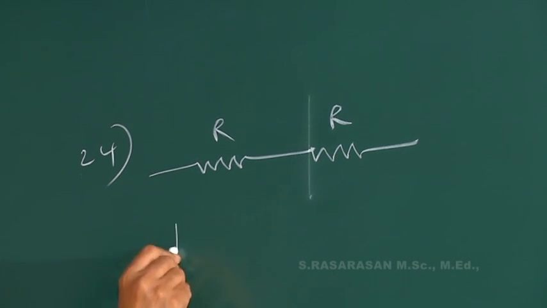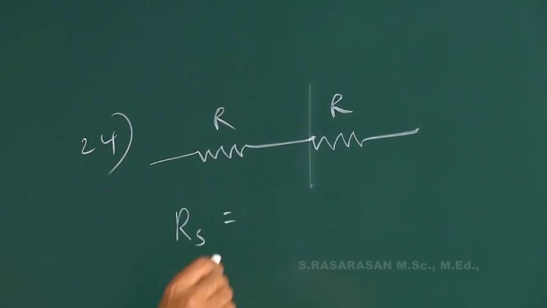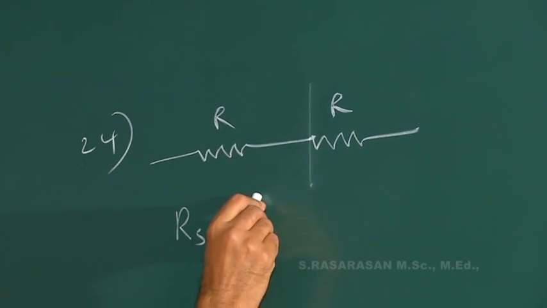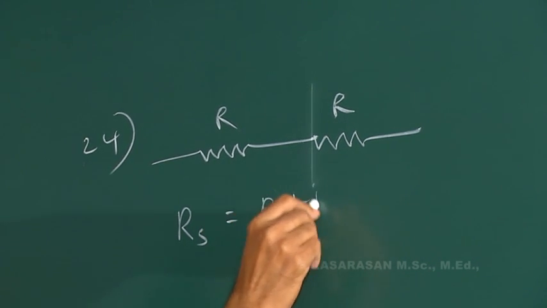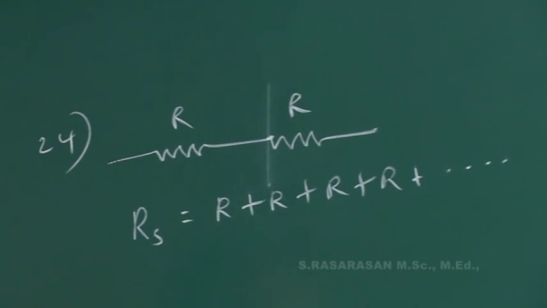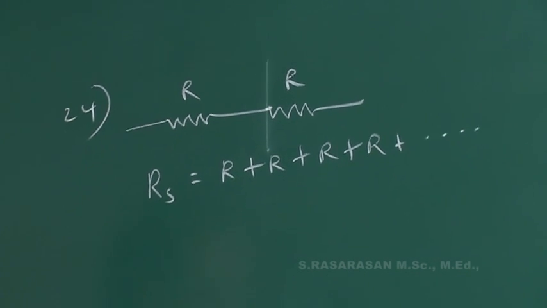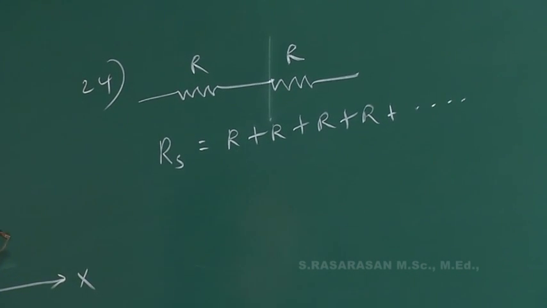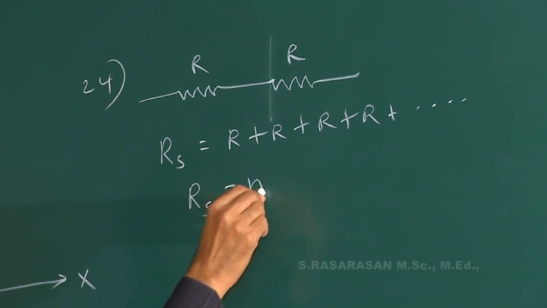What is the effective resistance in series combination? You know that formula, already I have used this one. It is R1 plus R2 plus R3 plus R4. So it is R plus R plus R plus R up to n resistors. If there are 2 resistors, 2R. If there are 3 resistors, 3R. If there are 5 resistors, 5R. If there are 10 resistors, 10R. If there are N resistors, NR. So Rs is equal to NR.